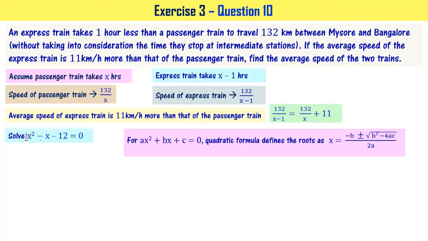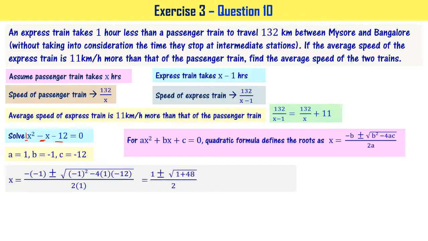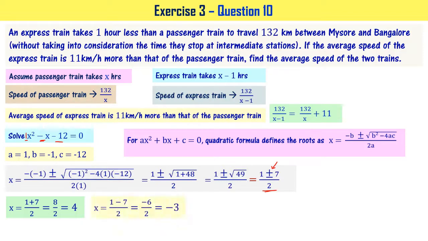A is 1, b is minus 1, and c is minus 12. When you substitute them and simplify, x is going to be equal to 1 plus or minus 7 by 2. Let me consider the positive sign here so that I can write x equal to 1 plus 7 by 2, that is equal to 8 by 2, that is equal to 4. x equal to 4 is one root. x equal to 1 minus 7 by 2, that is minus 6 by 2, that is equal to minus 3.